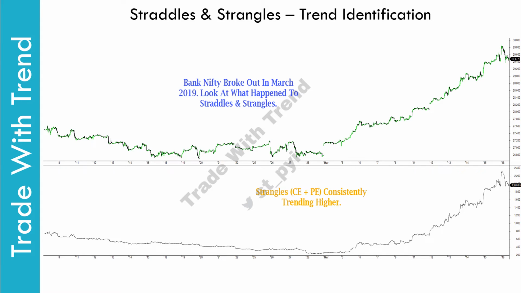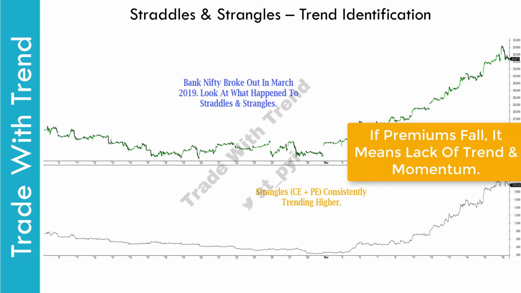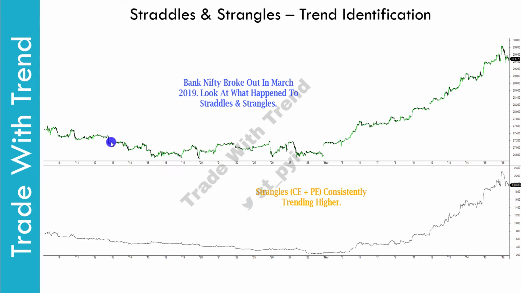Now, one of the most important applications of straddles and strangles is that it helps you identify trending and non-trending phases. If you look at the chart in front of you, in the first half, Bank Nifty was relatively flat and drifting lower. Look at what was happening to strangles here. Value of strangle was steadily moving lower. This represented lack of trend and lack of momentum.